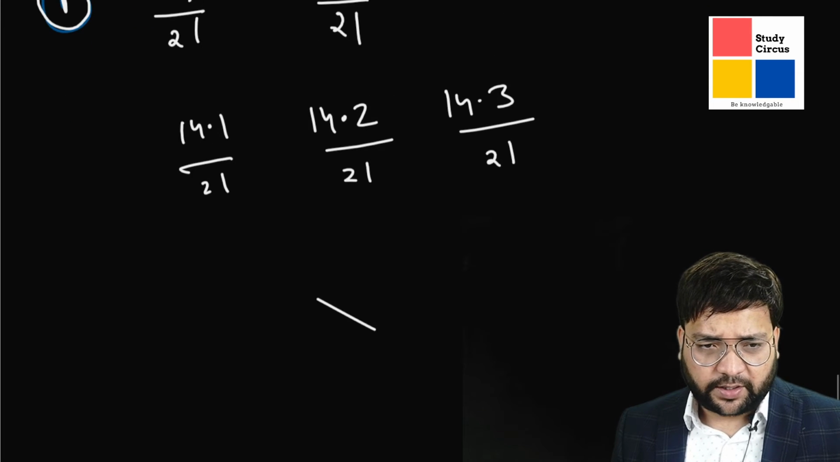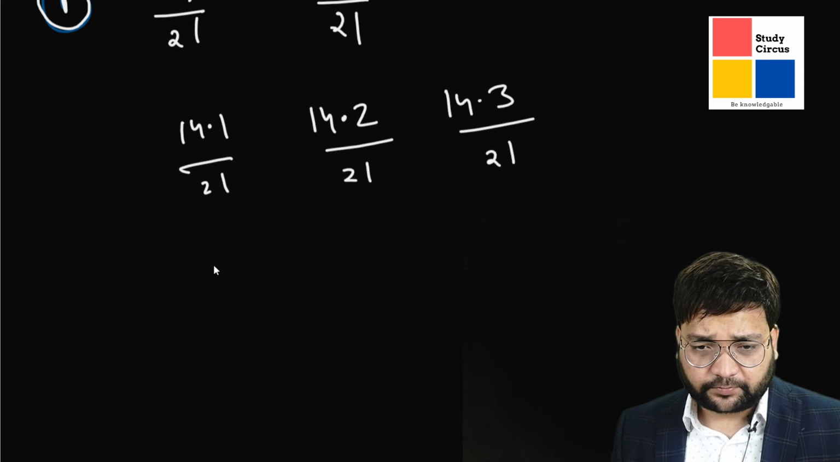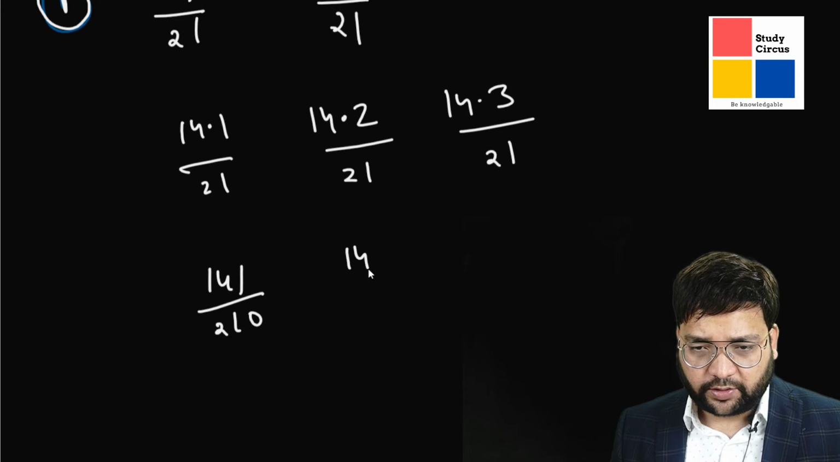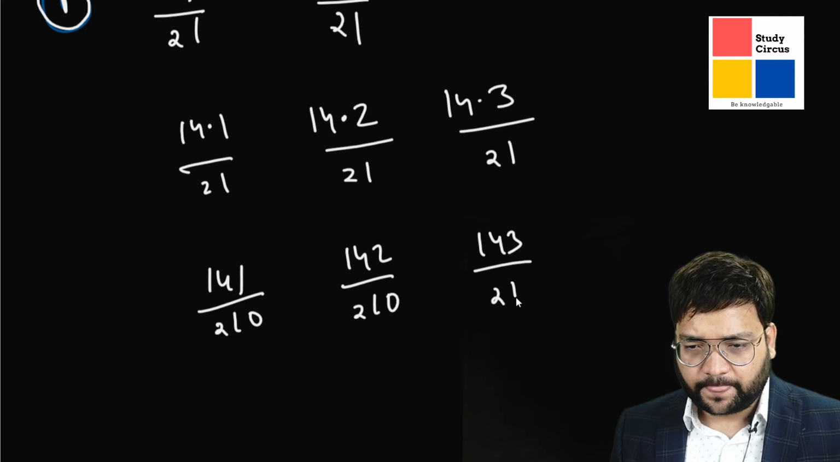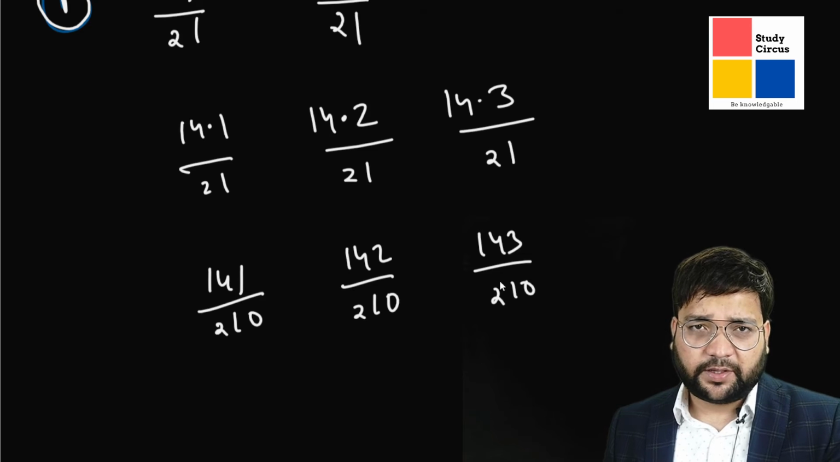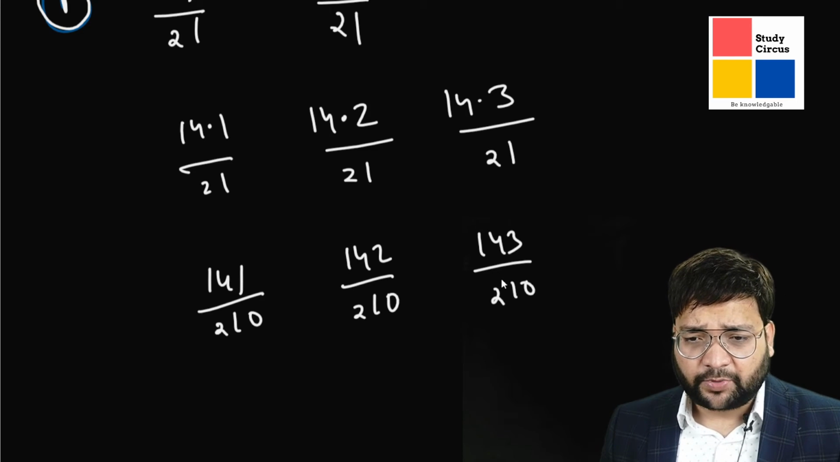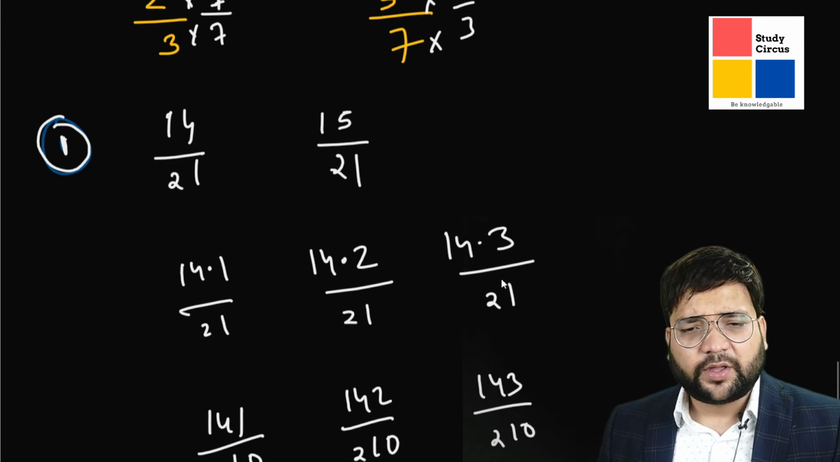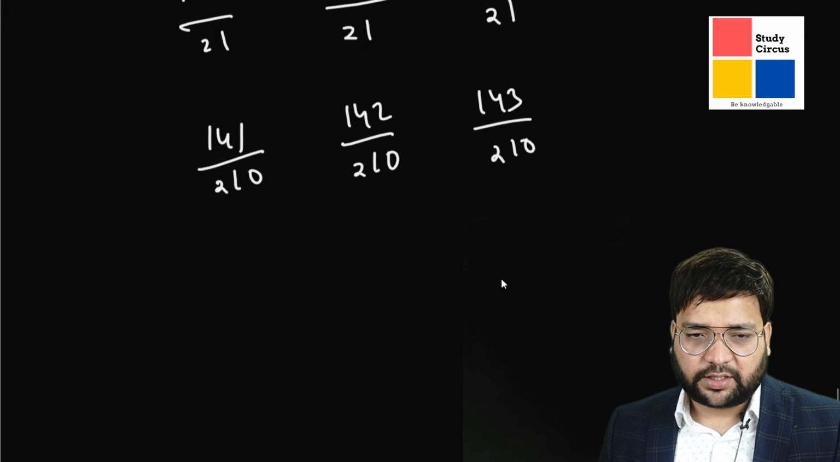So in other form I can write this as 141 upon 210, 142 upon 210. So like this, I can write all these numbers in p by q form, hence they are certainly rational numbers. Fine. So this is how we can write. Make the denominator the same, and then you can write like that.